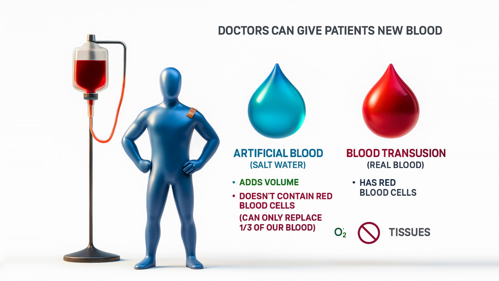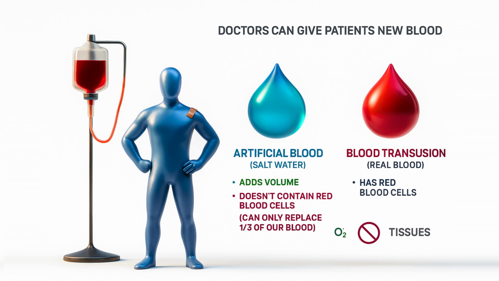One option is to use artificial blood, which is a manufactured substitute made primarily of saline or saltwater solution. The main benefit of artificial blood is that it helps maintain the volume of blood in the circulatory system, which keeps blood vessels full and allows the heart to continue pumping normally. However, artificial blood does not contain any red blood cells and therefore cannot carry additional oxygen. Because of this limitation, artificial blood can only safely replace about 1/3 of a person's total blood volume before oxygen transport becomes inadequate.